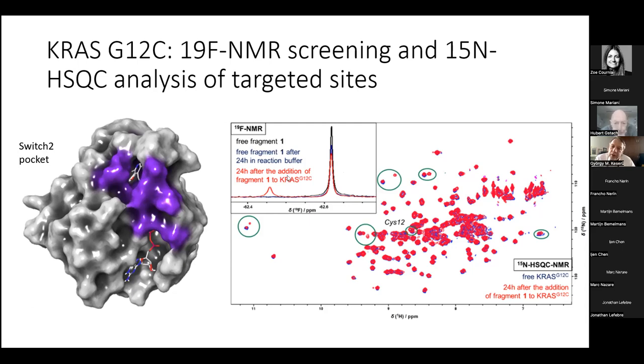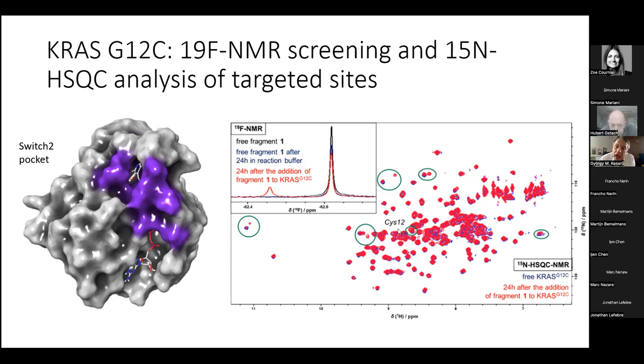After 24 hours, we detected the almost complete labeling of this cysteine available at the 12th position of KRAS. Next, we analyzed the targeted site a little bit. Here you can see the N15 HSQC spectra. This is cysteine 12, and you can see some other residues that are involved in the non-covalent contacts of this small fragment.